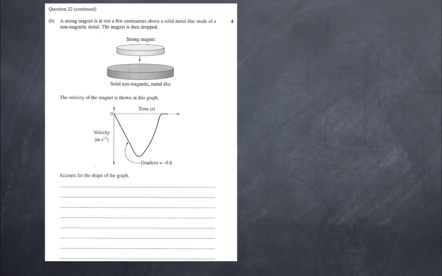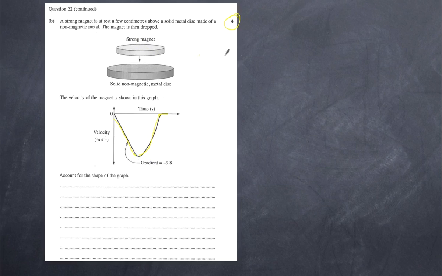Question 22 continued. A strong magnet is at rest a few centimeters above a metal solid disc made from a non-magnetic material, and the magnet is then dropped. And you have to look at this, and it says account for the shape. Well, you need to note a couple of things. First of all, this is nice and straight right here. And then we have a curve over here, and then it's 0. So to get the 4 marks, you need to look at all parts.